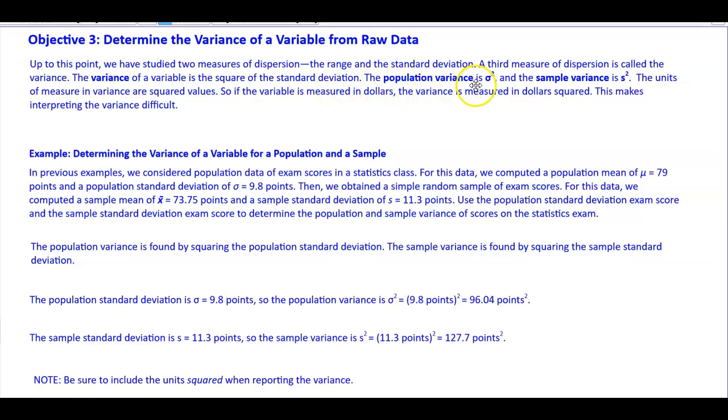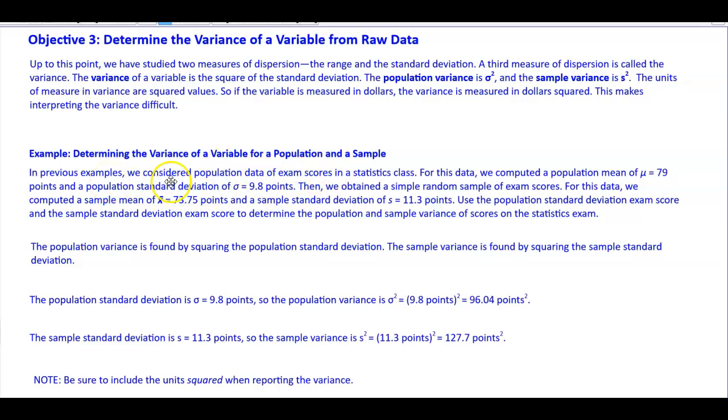The population variance is sigma squared, and the sample variance is s squared. The units of measure in variance are squared values. So if the variable is measured in dollars, the variance is measured in dollars squared. This makes interpreting the variance difficult. For example, determining the variance of a variable from a population and a sample.